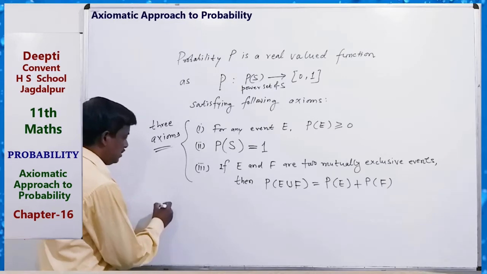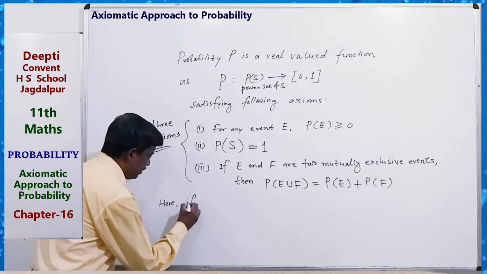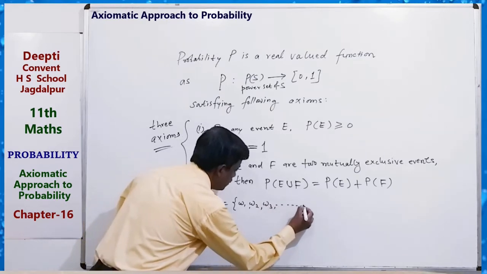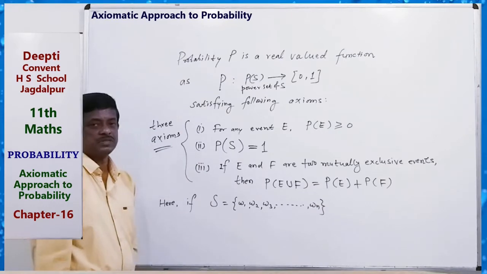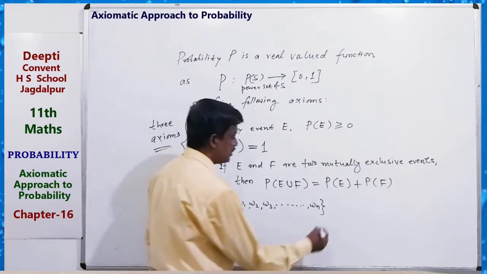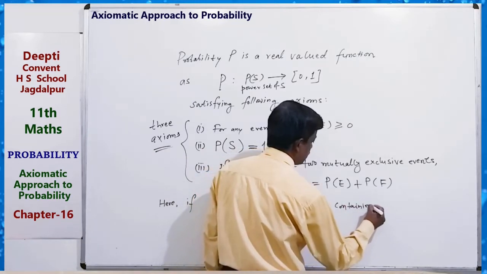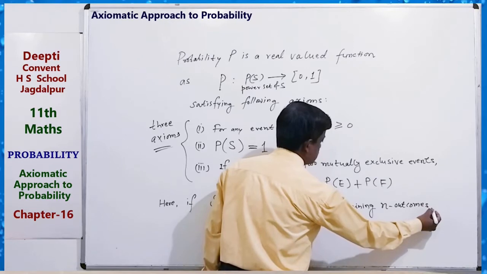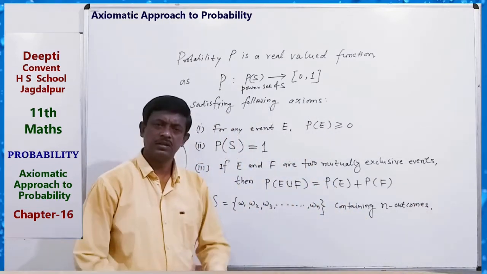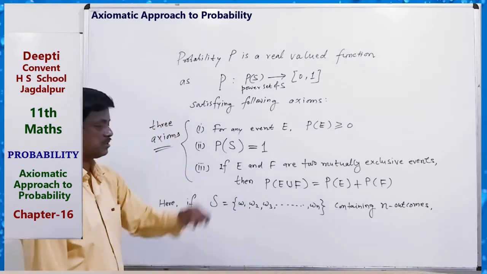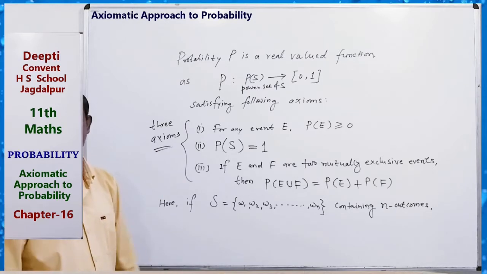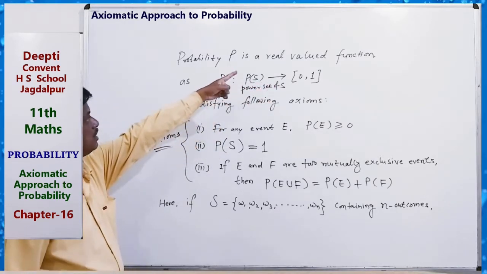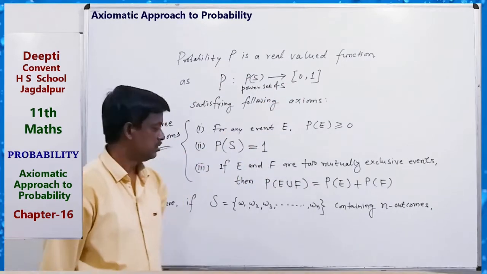Here, if the sample space has omega 1, omega 2, omega 3 up to omega n, this is the sample space. If the sample space is this, containing n outcomes, these are the outcomes, sample points, elementary events. Then from this definition, what can we observe? This definition says probability is a real valued function, a real value between 0 and 1.